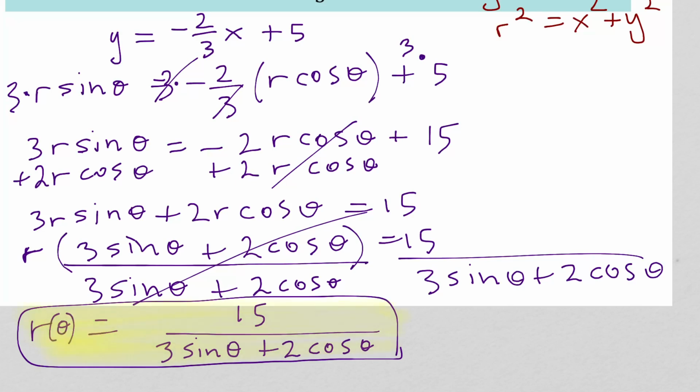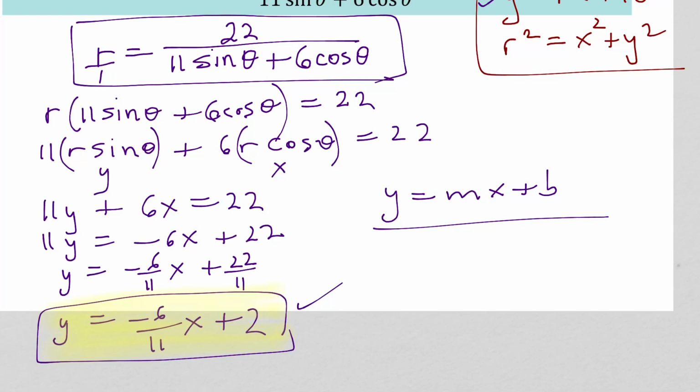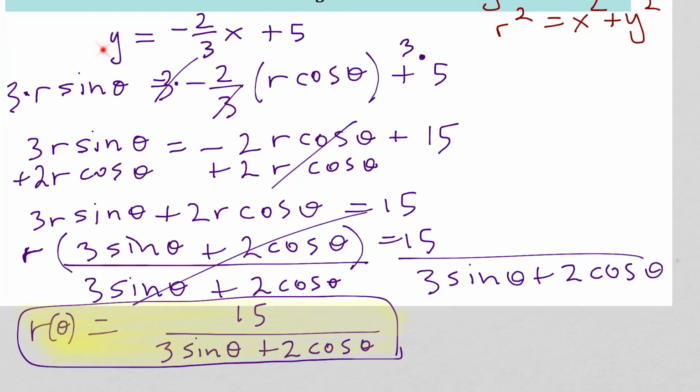All right, so we've got it in the form of r of theta, and remember on the last slide we went from looking like this to looking like this. So a polar form of a linear equation to Cartesian form of a linear equation, and then we went from Cartesian to polar.